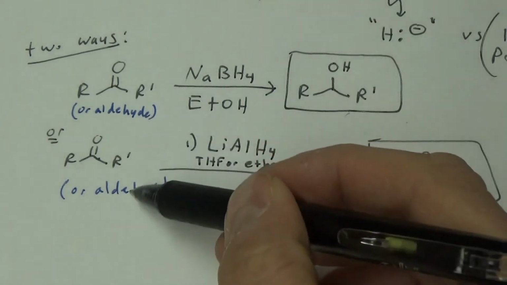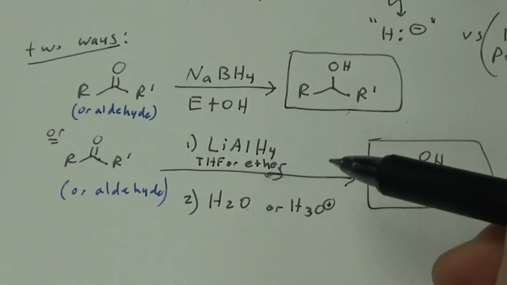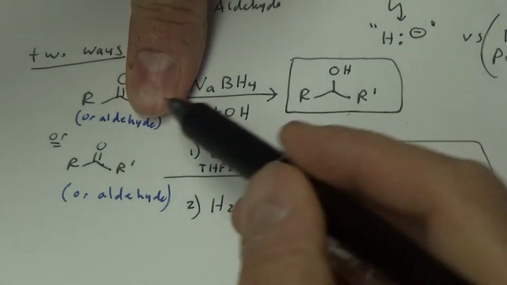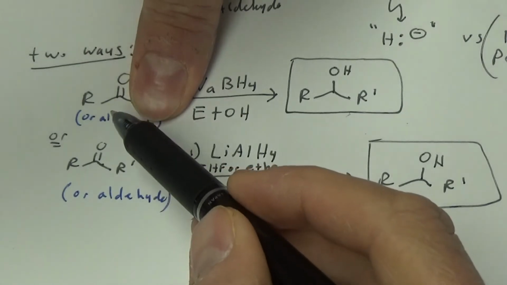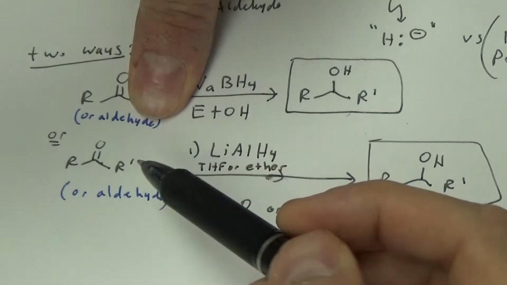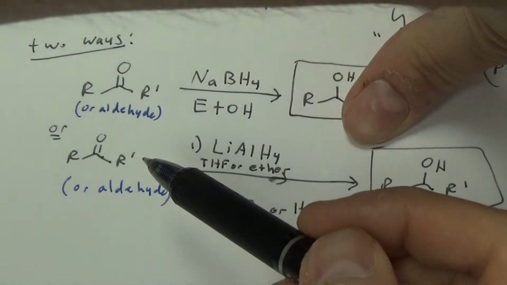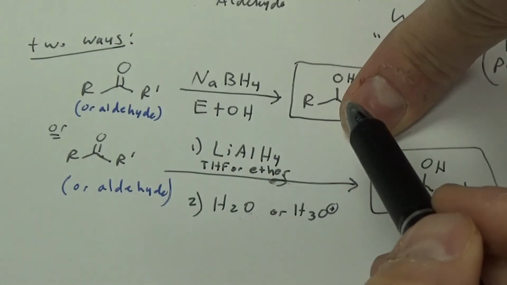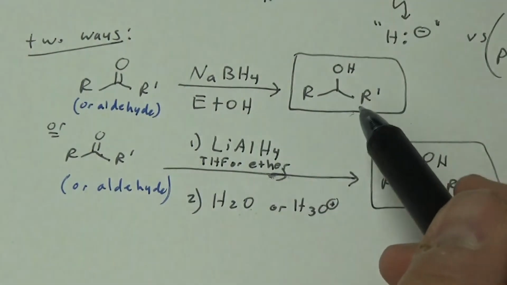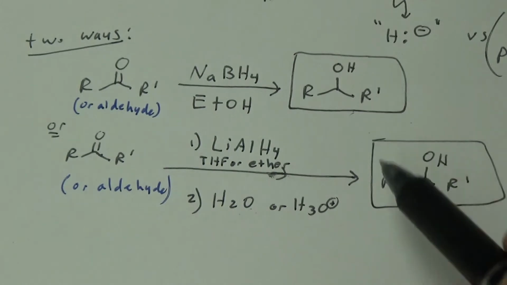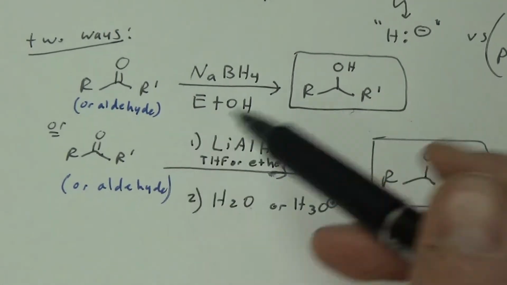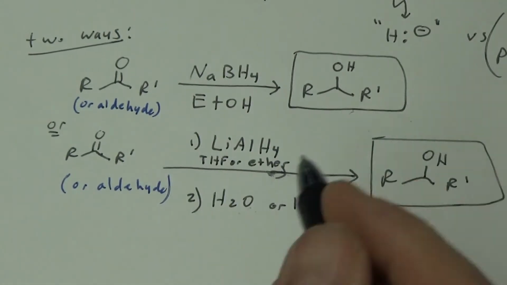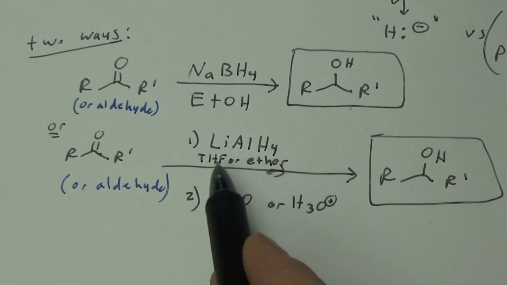If you used aldehydes, though, it would be primary alcohol, right? If I had that as an aldehyde and I got that as a product, you'd say, oh, it's a primary alcohol, right? So it's either secondary alcohols or primary alcohols, depending on what you're reducing. Okay, what are THF and ether? Let's just draw what I mean by that.